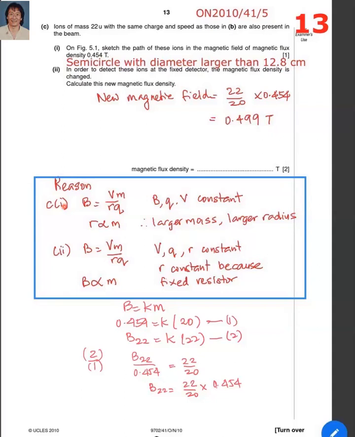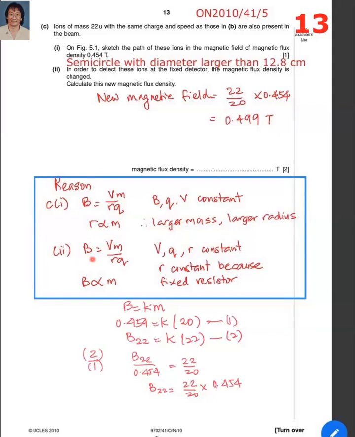For C part 1, you find that B equals vm over rq. B, q and v are constant. Therefore, r is proportional to m, meaning the larger the mass, the larger the radius. So since the mass is 22 u, which is larger, you need a larger radius of curvature.